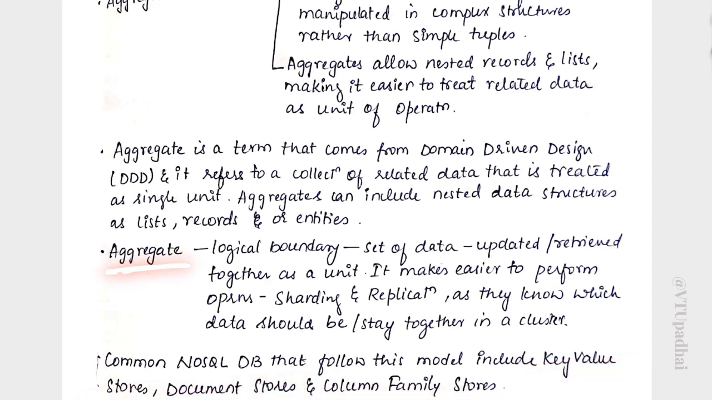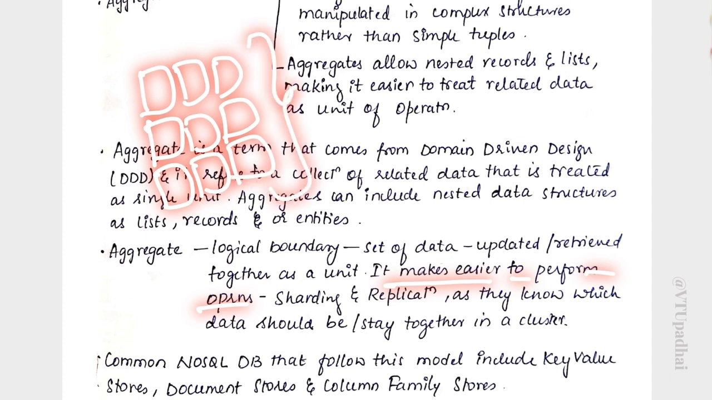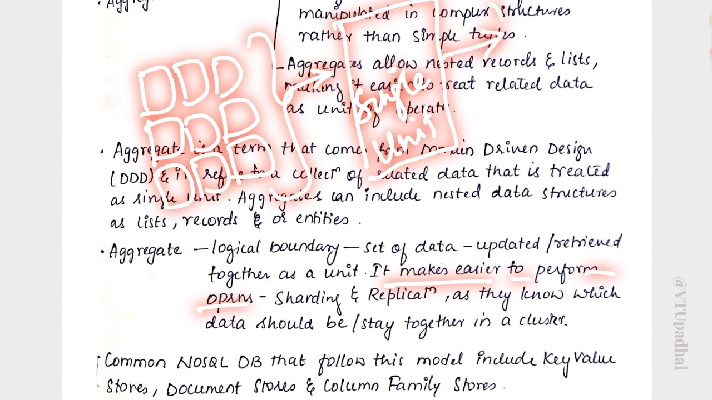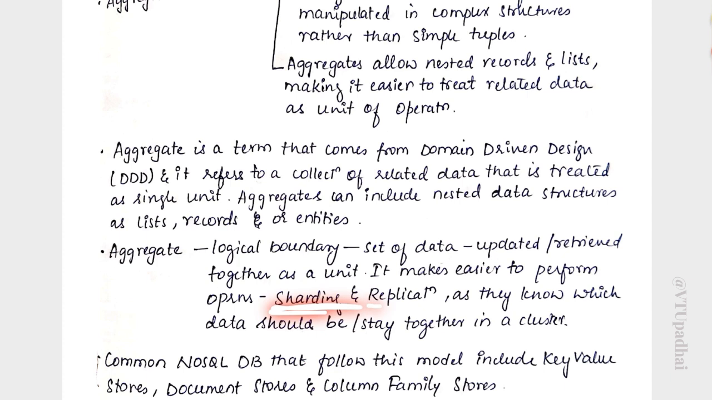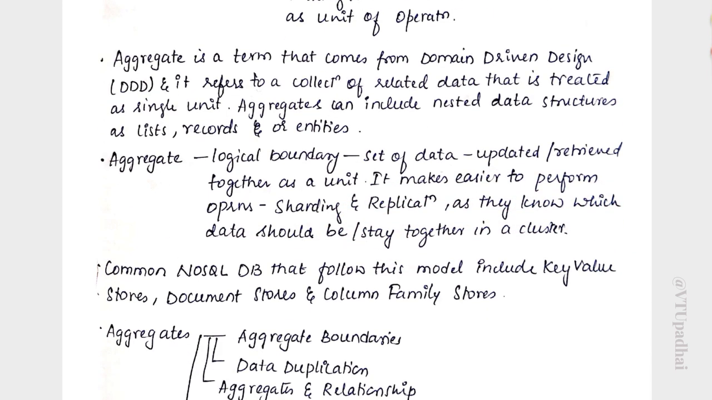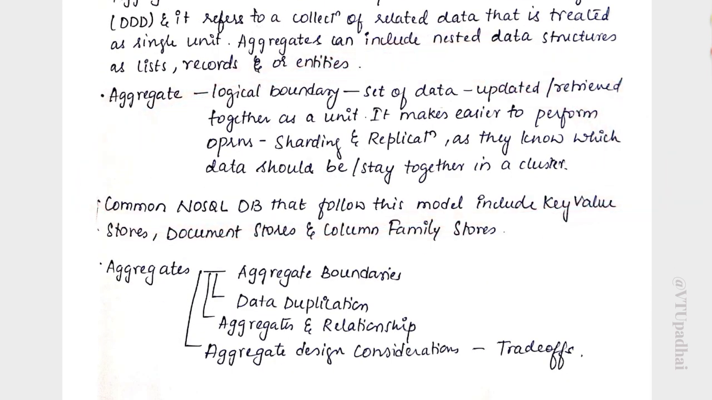So an aggregate comprises a logical boundary that has a set of data that is updated or retrieved together as one unit. This is what I explained, right? So it makes it easier to perform operations. Instead of performing operations on multiple different tables or entities, when you club all those things together and consider them as a single unit, you can easily perform operations over it. Operations like sharding and replication become very easy, as they know which data should stay together in a cluster. So this was the basic introduction about aggregates.